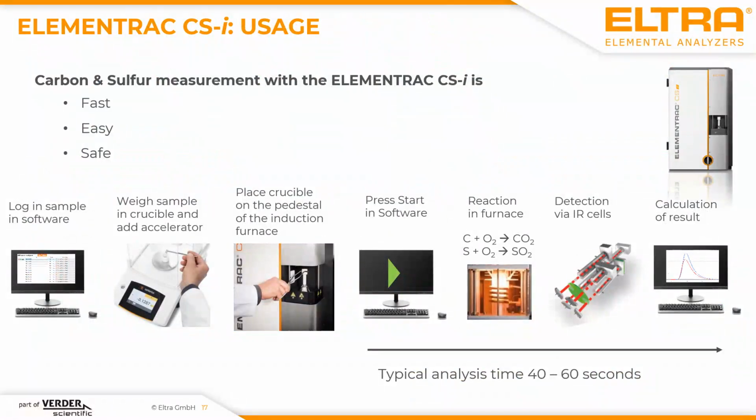In practice, this means you take your sample, log in the name in the software, put the sample in a ceramic crucible, add 2 spoons of an accelerator, then place the crucible on the pedestal of the analyzer, press start in the software, and then everything is done automatically. The sample is combusted and the carbon and sulfur are released as CO2 and SO2 and measured in the IR cells. The typical measuring time is about 40 to 60 seconds, and the whole cycle time is very short, about 90 seconds up to 2 minutes.